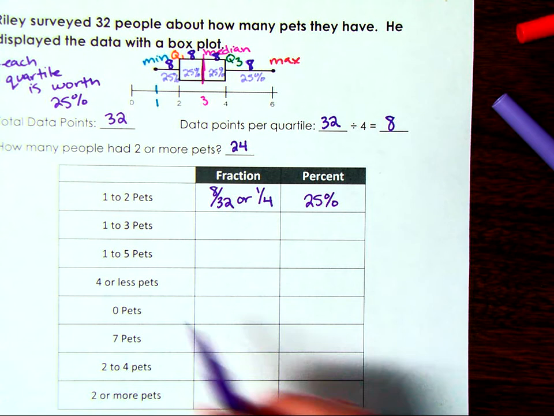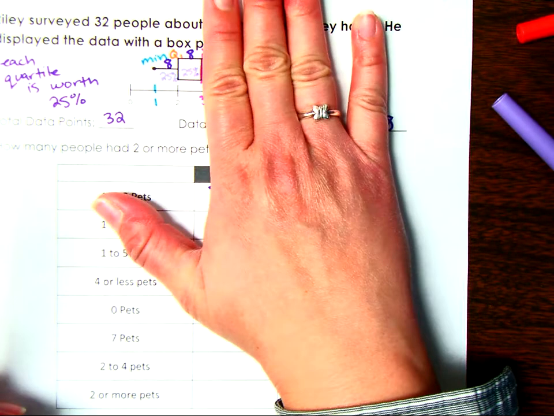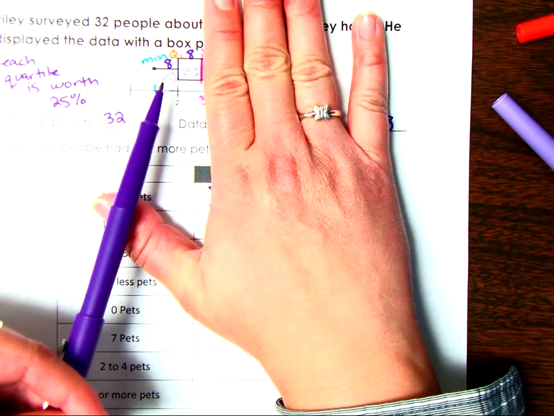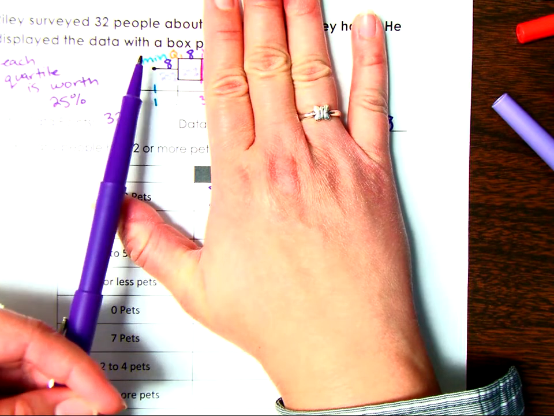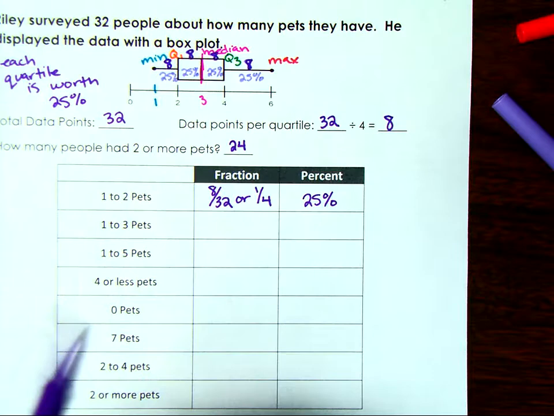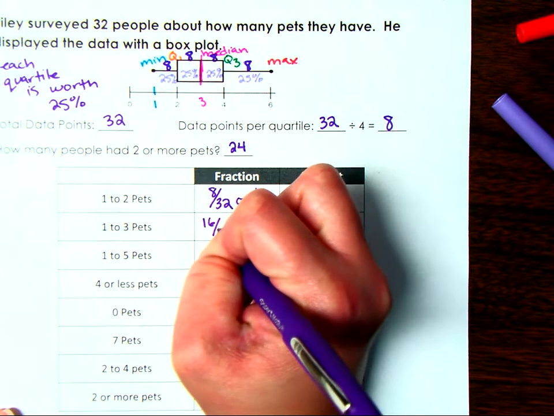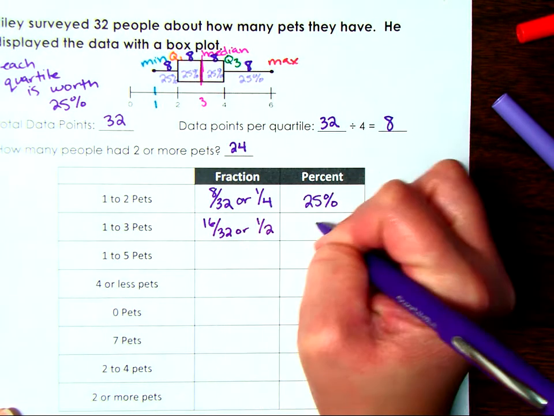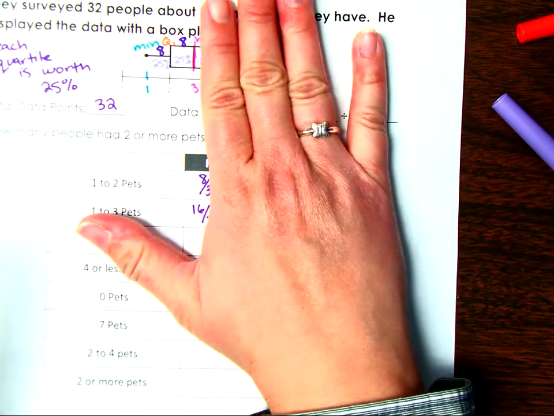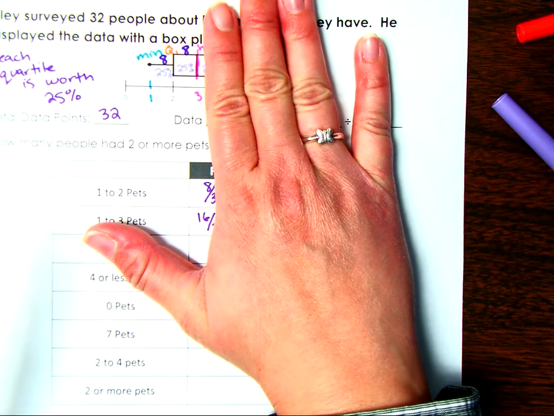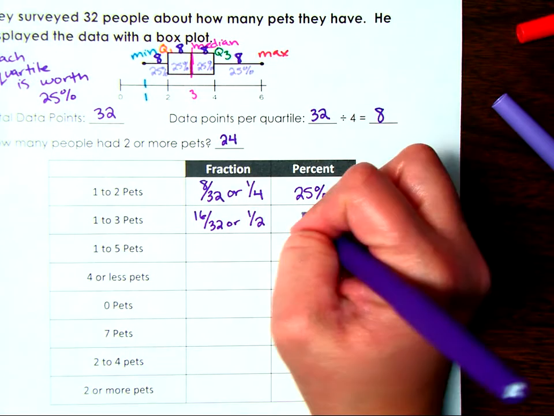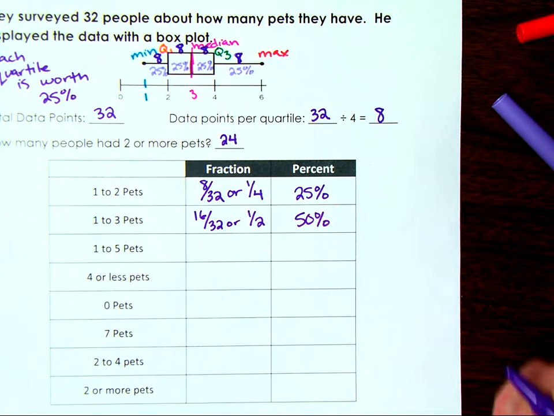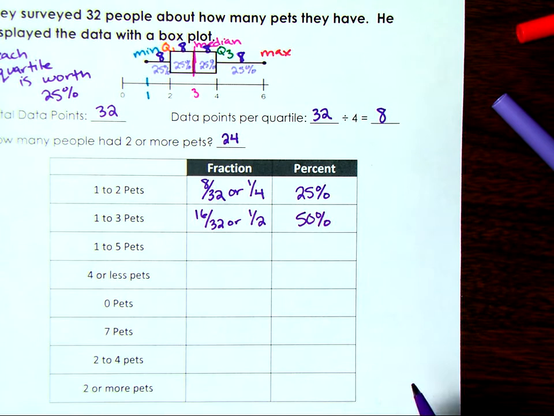Okay? So now we want to look from 1 to 3 pets. So from 1 to 3, we have 25% plus another 25%, or 8 people plus 8 people. So that's 16 out of 32. Or we can reduce to 1/2, and that makes sense because from 1 to 3, look right there. They tell you the percents. That's 50%. That's half of our data. Okay, 16 is half of 32.